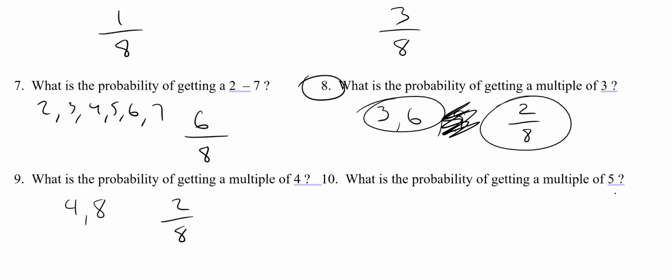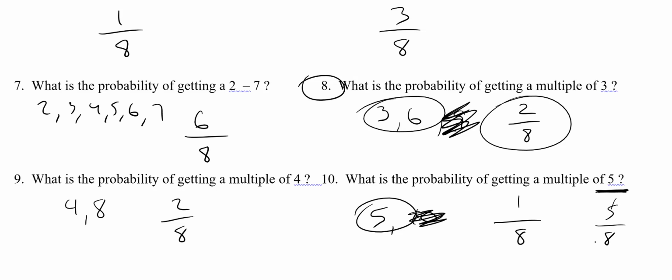And then probability of a multiple of 5. Well, multiple of 5 is 5 and 10 and 15. Well, there's no 10, so it's just a 5, so it's 1/8. Okay, when it says multiple of 5, sometimes kids go, oh, it's 5/8. No, there's only 1 five, so don't do that. Okay? So that's it. It's a pretty fast sheet here, guys.